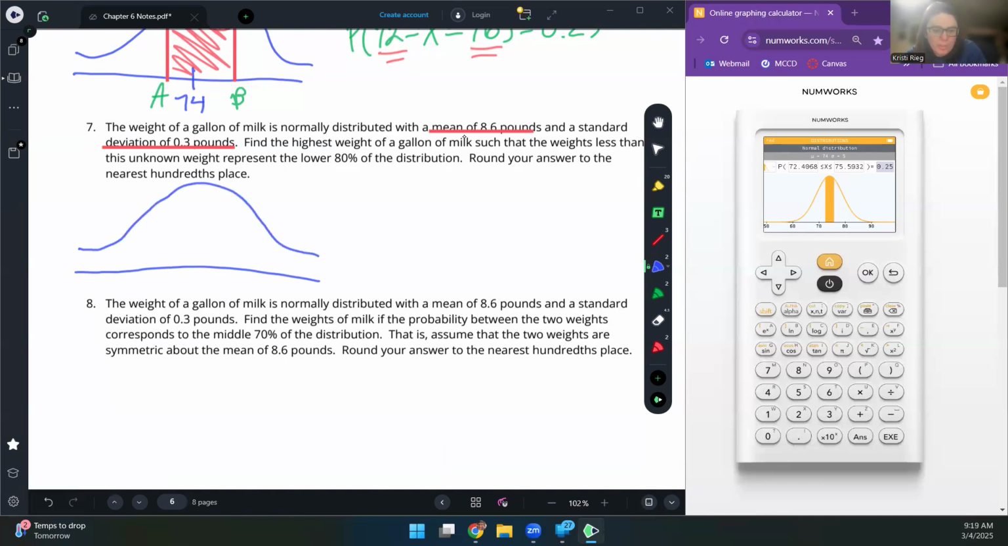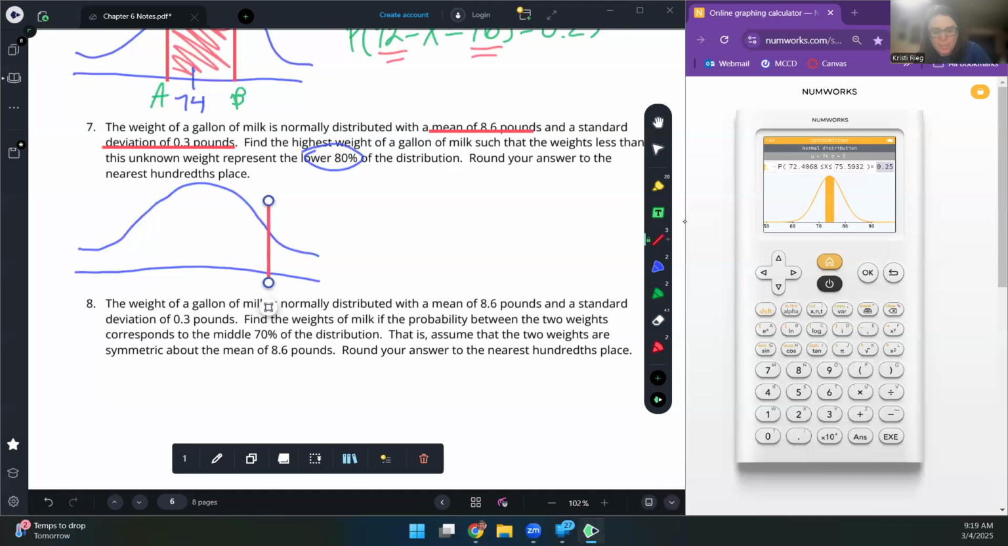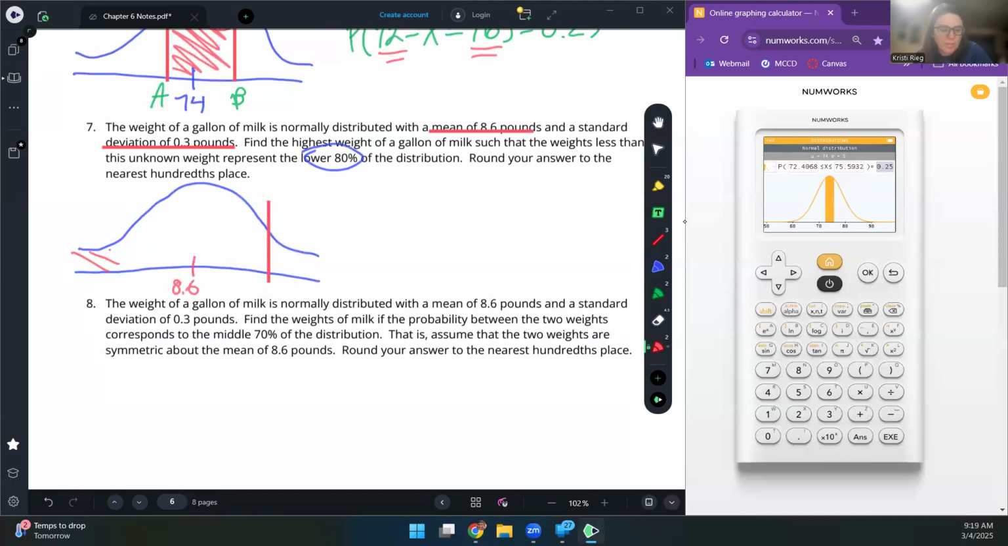Okay, we want to find weights less than, the lower 80%. That means starting from the bottom, we want to go up 80%. So our mean is 8.6, and we want to color in the left 80%.